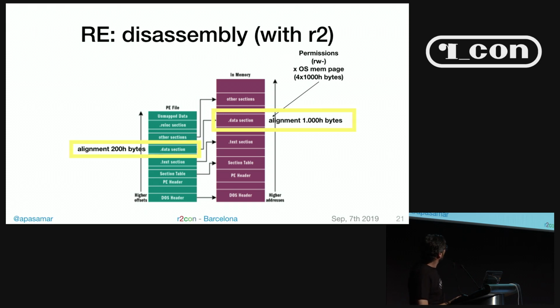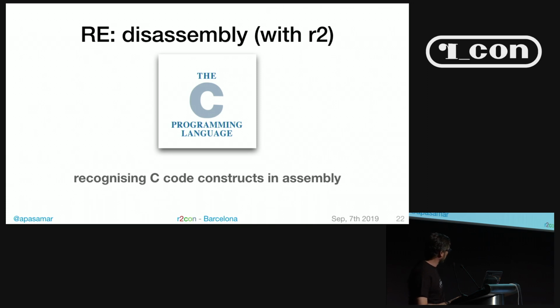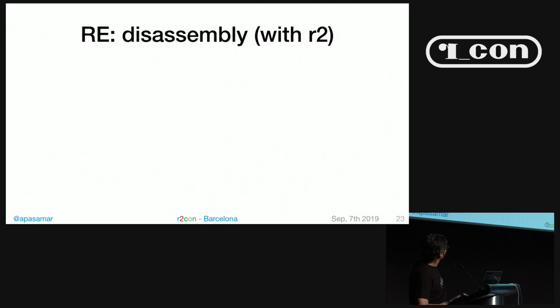Okay. Well, and now the most important part is recognizing C code constructs in assembly. When I teach this at the university, I see that many people have completely forgotten C code, but it is important because malware is usually written in C. So it's very, very important to recognize this.